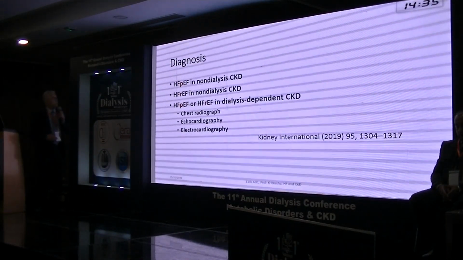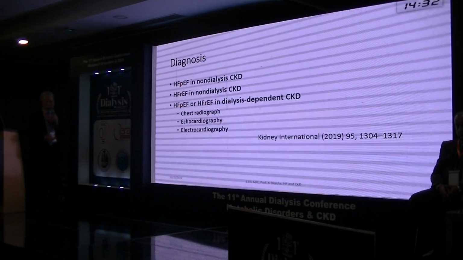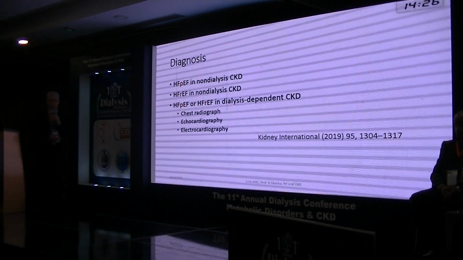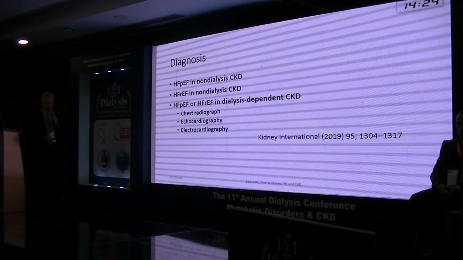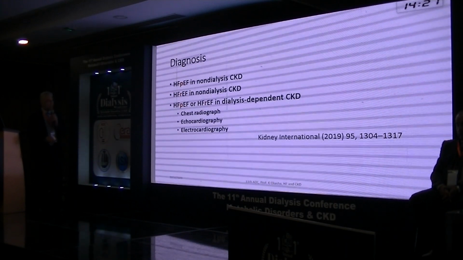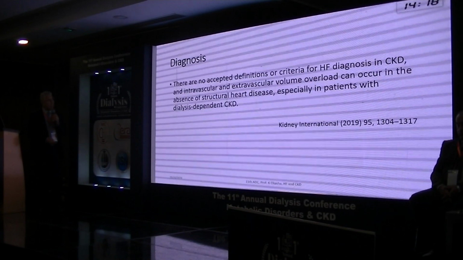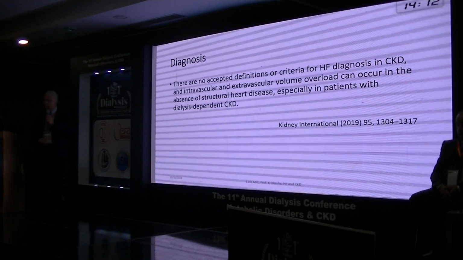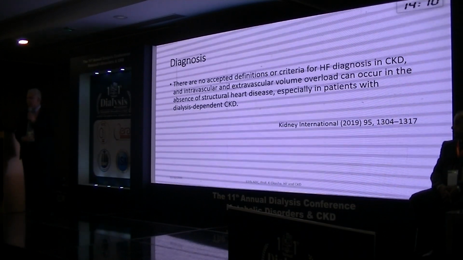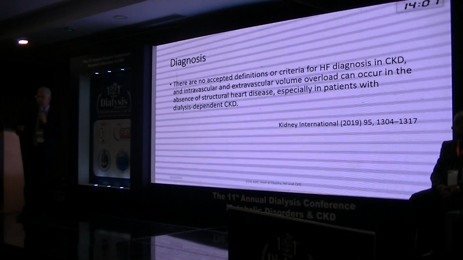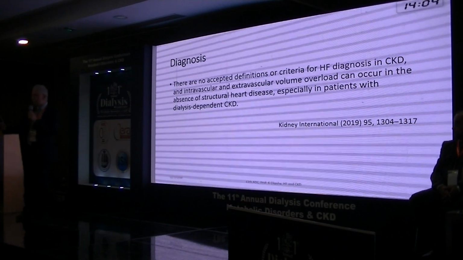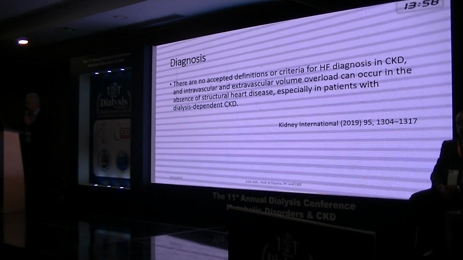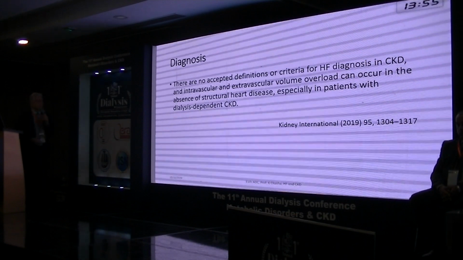The diagnosis of heart failure among chronic kidney disease is a bit difficult, because you can find the criteria of preserved or reduced ejection fraction, as in the general population, but the scenario may be a little different. There is no accepted definition or criteria for diagnosis of heart failure among chronic kidney disease, because you can find volume overload unrelated to heart failure itself. It may simply be related to volume dependence in chronic kidney disease, especially in dialysis patients.